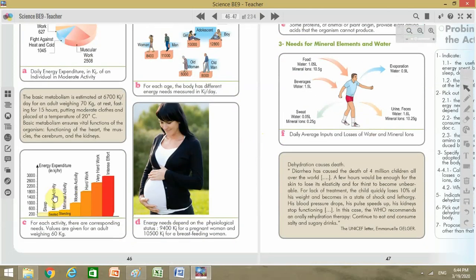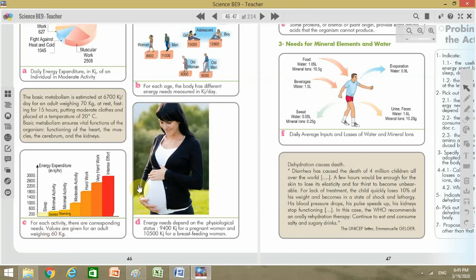Now, another factor affecting energy expenditure, as you see in document C here, is the activity. When a person is sleeping, he needs a minimum amount of energy, which is estimated to be 300 to 400 kilojoules per hour, and it increases to reach 3000 kilojoules per hour when you are doing intensive effort. And this amount of energy is measured for an individual weighing 60 kilograms. And when I mention the mass of an individual, it means that it's also a factor affecting energy expenditure. The more you weigh, the more energy you need.